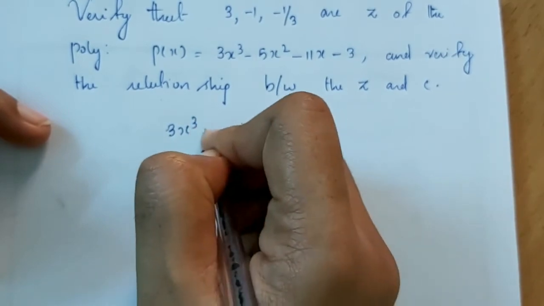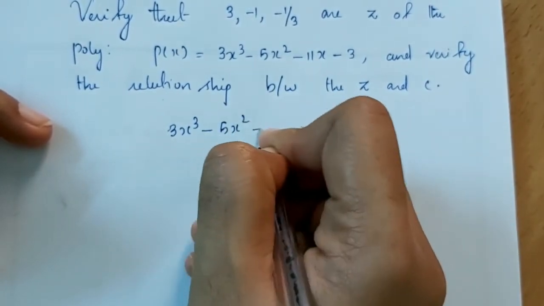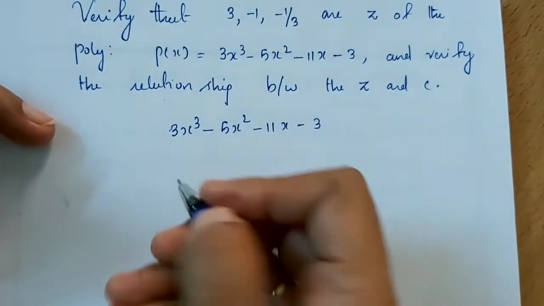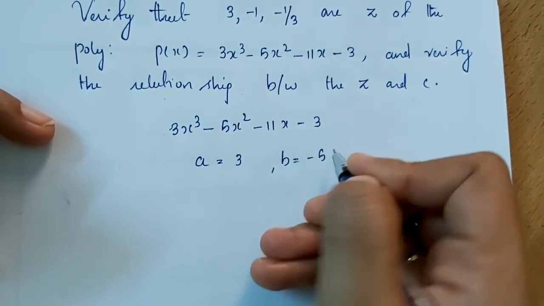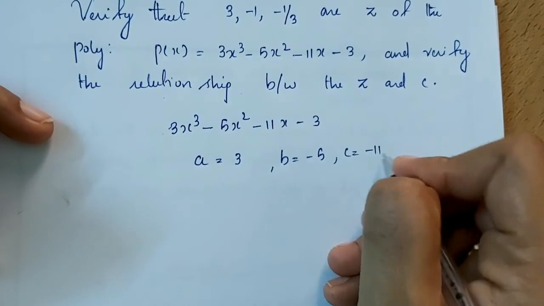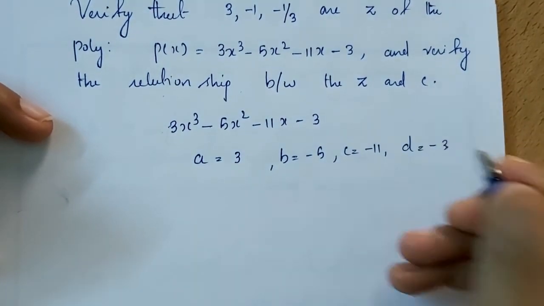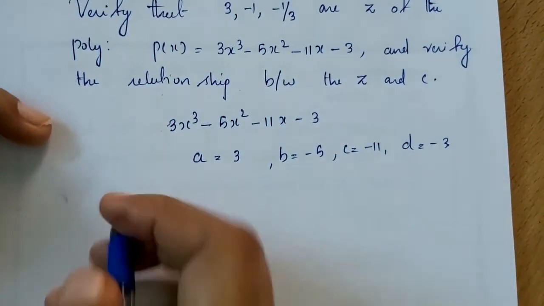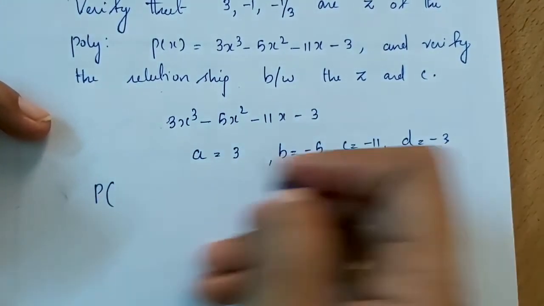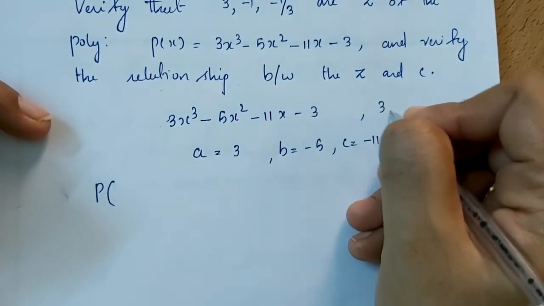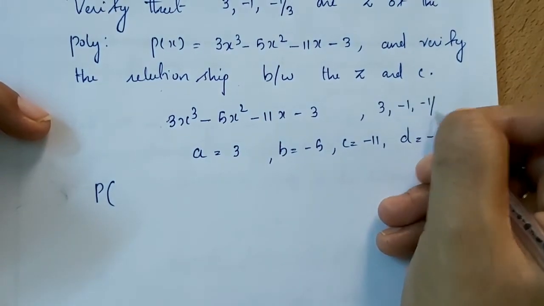3x raised to 3 minus 5x square minus 11x minus 3. Here the value of a is equal to 3, b is equal to minus 5, c is equal to minus 11, d is equal to minus 3. And the zeros given are 3, minus 1, and minus 1 by 3.